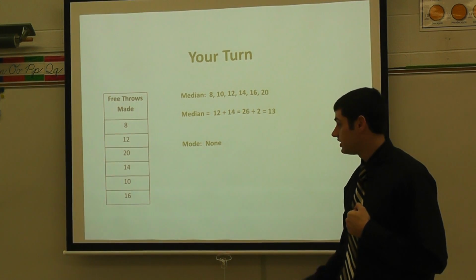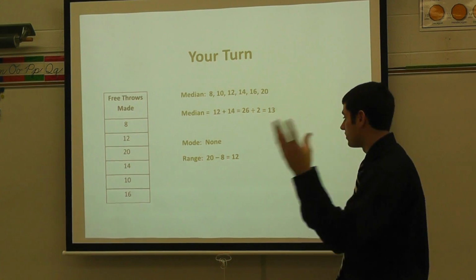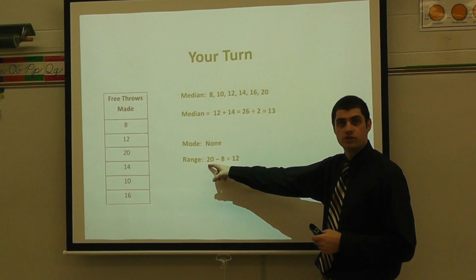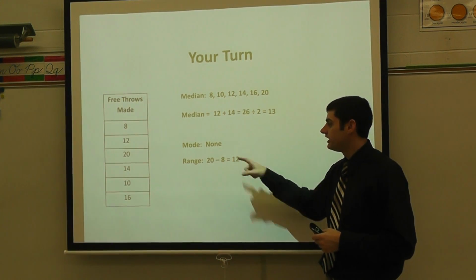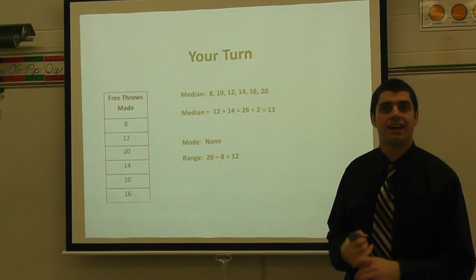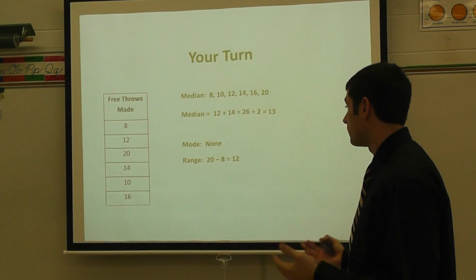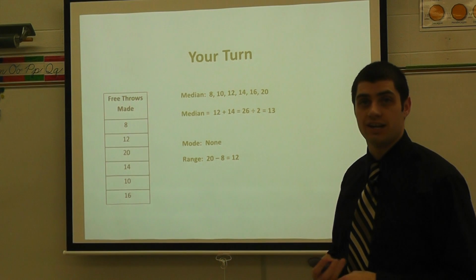And lastly, our range. Again, subtracting our largest with our smallest. 20 was the highest number of free throws made, subtracted by 8 equals 12. So the range of the data is 12. The numbers are spread 12 pieces apart within our set of data here.